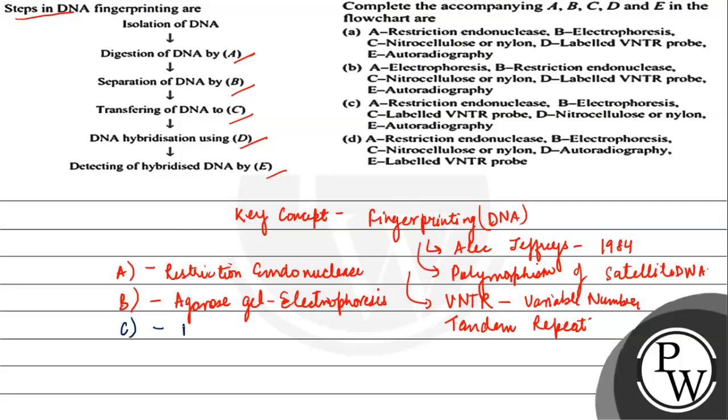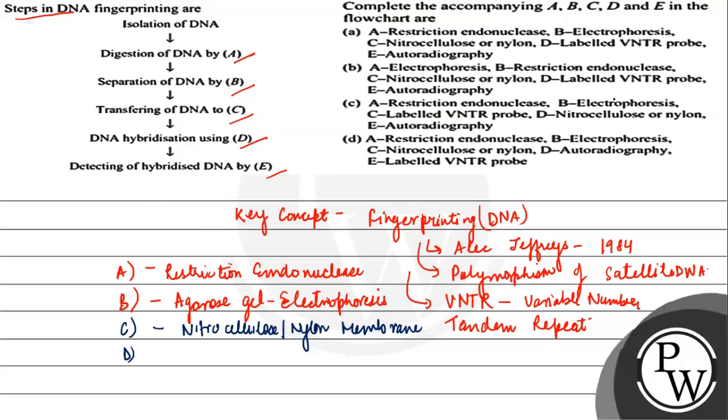So it will be nitrocellulose or nylon membrane. Since it is a process of Southern blotting, the DNA will be transferred from the gel to the membrane. Apart from that, talking about D, it is DNA hybridization using a labeled VNTR probe.